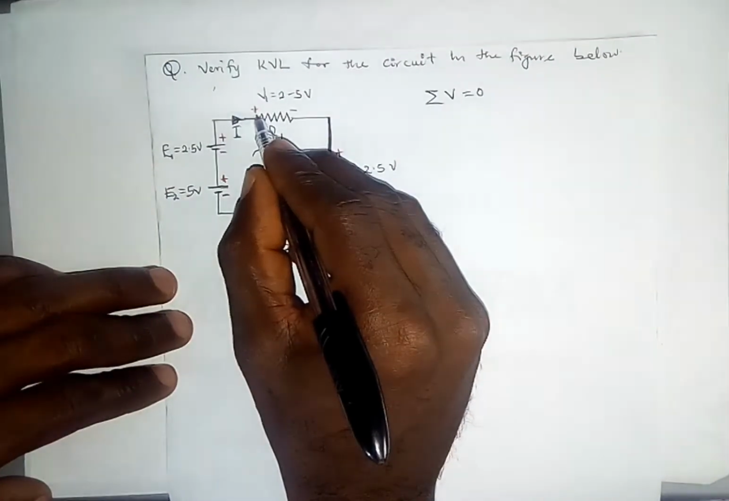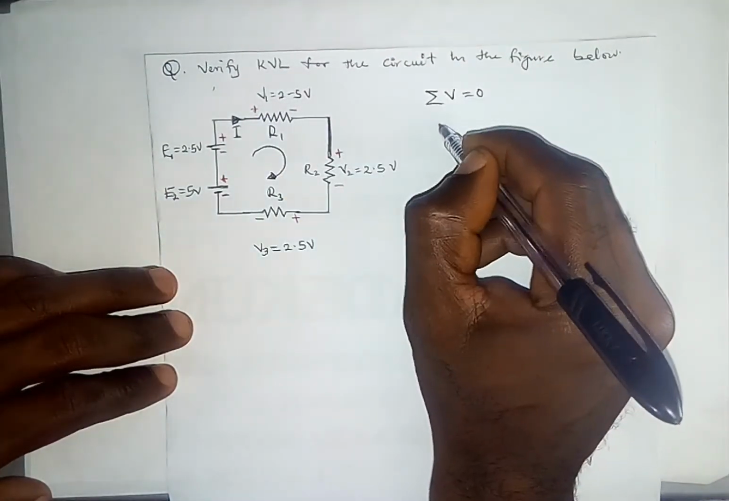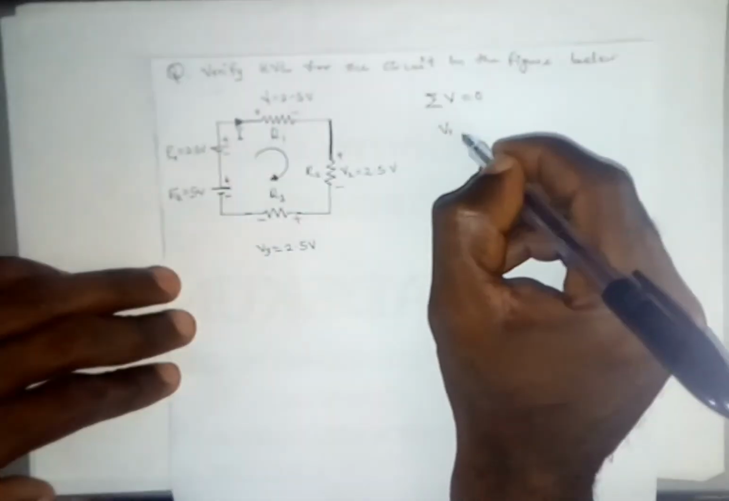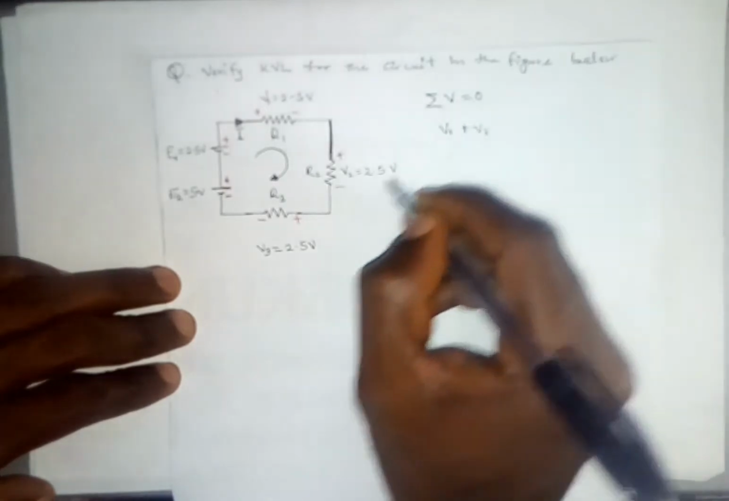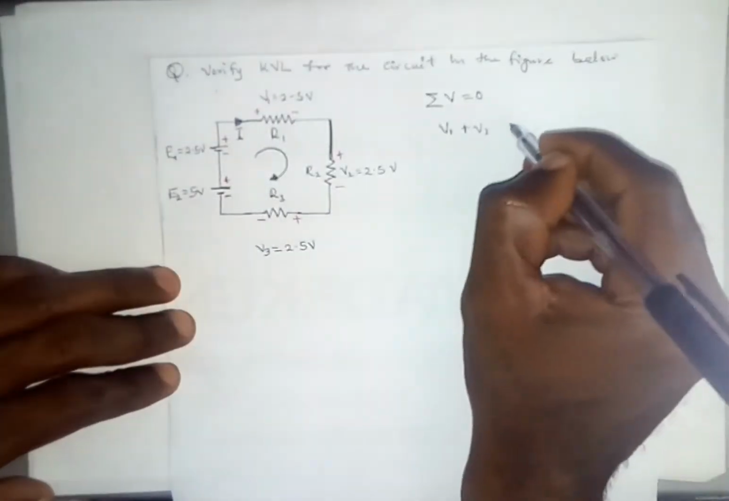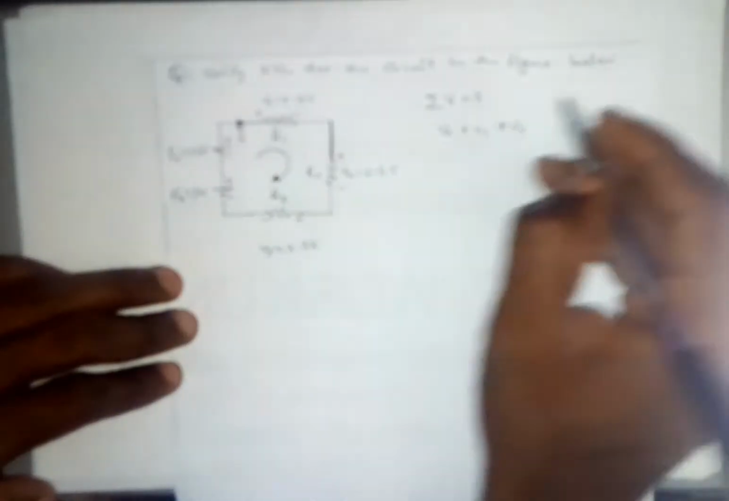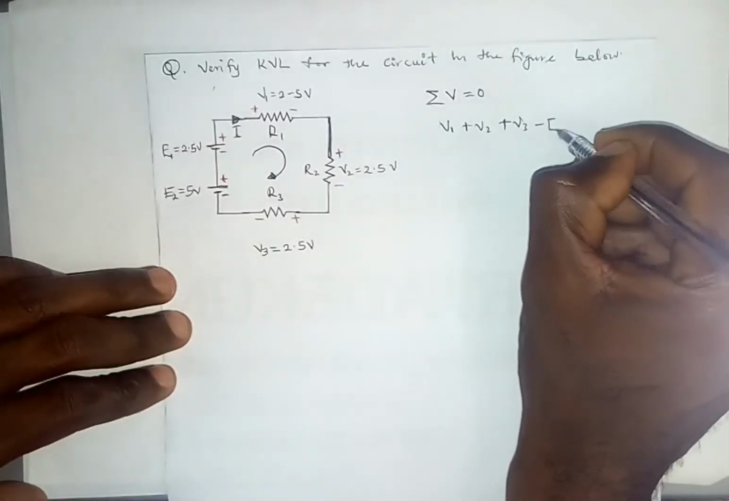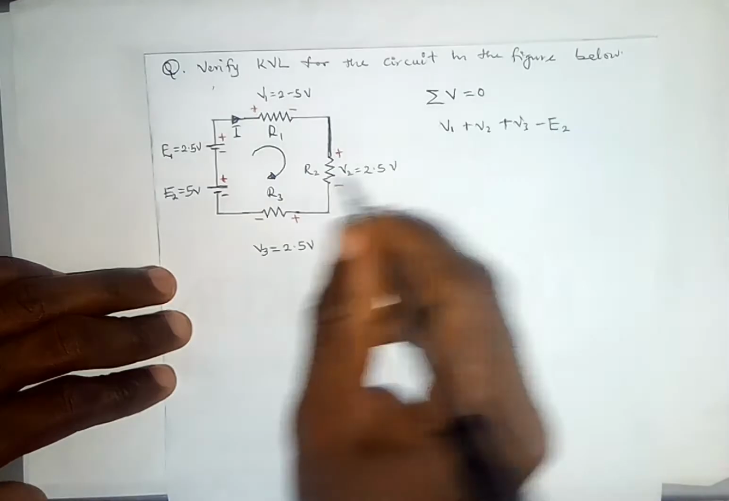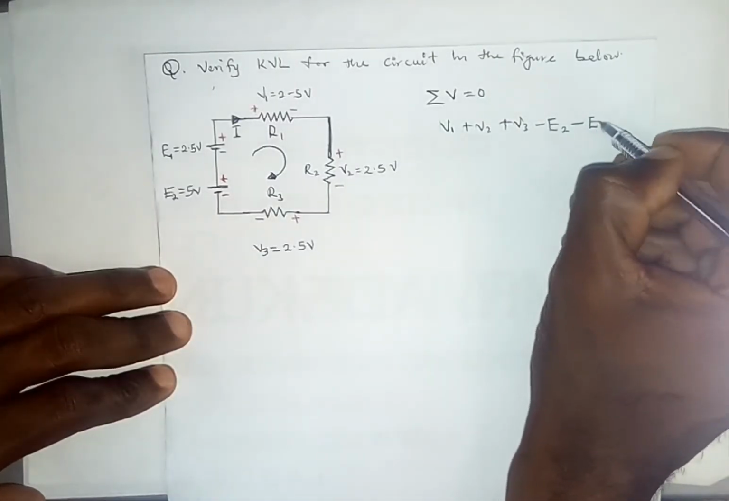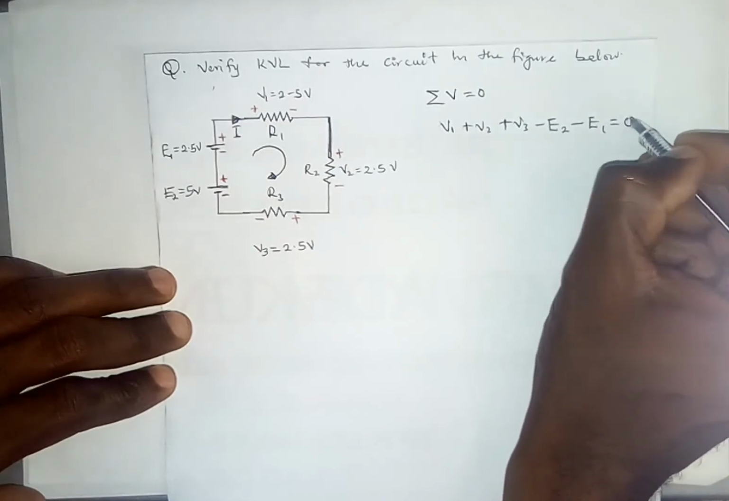This one is already from positive to negative. This is going to be positive V1. So this place we are going to have positive V2. And on this direction we're going to have positive V3. From negative to positive, we are going to have separate things here: negative E2. And in this case, we are going to have negative E1. Everything must be equal to 0.